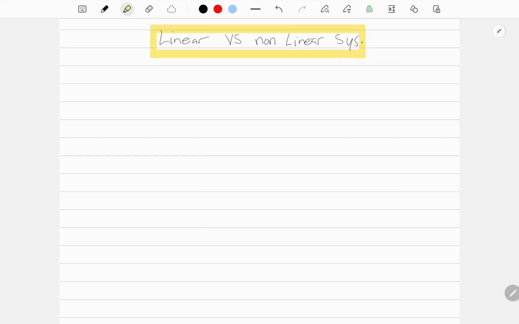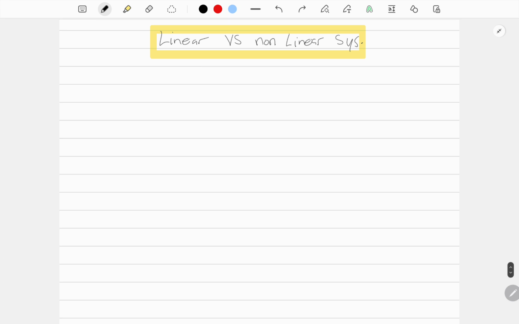Okay, so in this video I'm going to go over linear versus nonlinear systems, which is what the professor covered in class. So the way we're going to do this is we're going to check if the system is linear, and if it is not, then we assume it's nonlinear. Sounds easy, but it's a little more complicated. So to check if a system is linear, it has to follow the law of superposition.